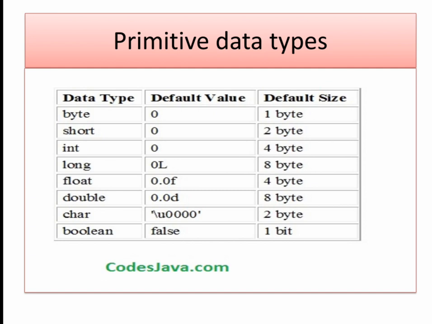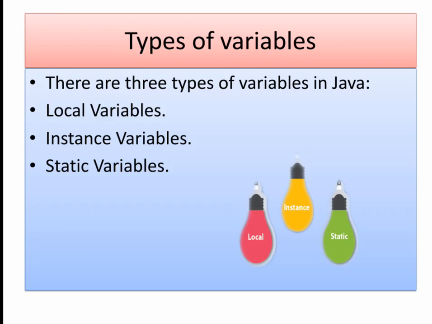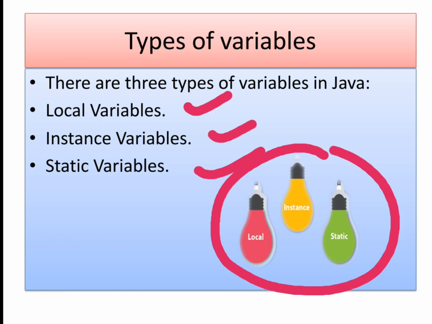Okay, so next, types of variables. How many types of variables are there? There are actually three types of variables: local variable, instance variable, and static variable. They are used at different levels of the program. Once you are familiar with methods and objects, you will be able to understand these types of variables, especially the static variable. Let's move on and try to understand what the variables mean.